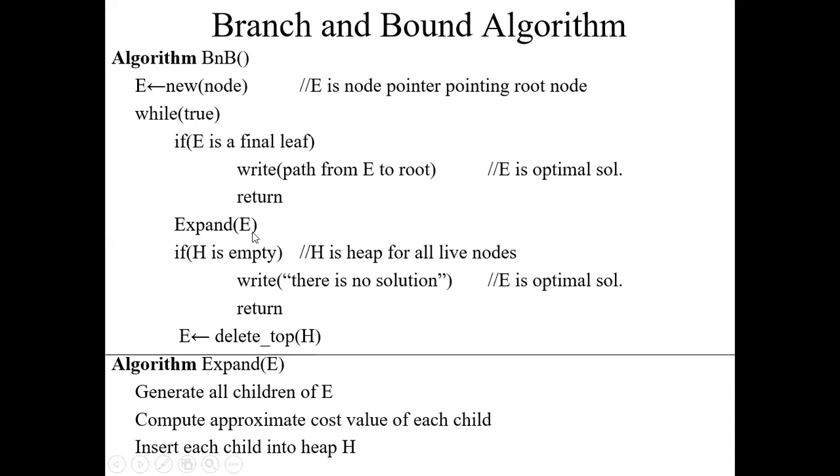So what is this expand algorithm doing? It is generating all the child nodes. It is computing the cost of each child node, and depending on that, it is inserting each child into the heap. And which child node will we pick up from the heap? The one whose cost is lowest or whose priority is highest. So this is how we are implementing least cost search using the best first search technique.